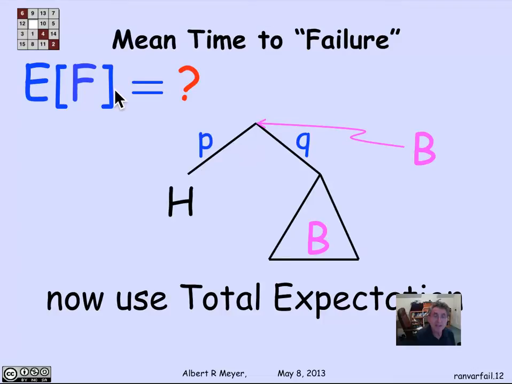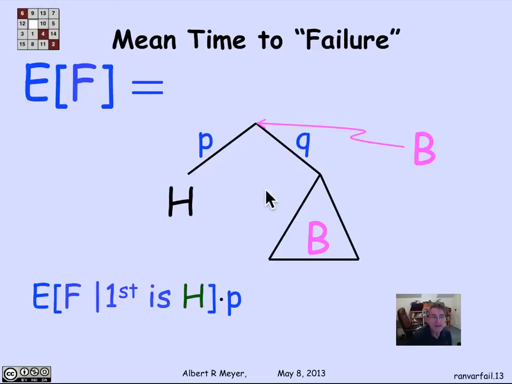So now I can apply total expectation to find the expectation of F. F is the expected number of steps I make in this tree until I finally make the left branch to an H. How do I figure out what the expected time in the tree is until I make that left branch of flipping a head finally? Well, using total expectation, what I can do is branch on whether or not the first flip is a head. So the expectation of F, according to total expectation, is going to be the expectation of F given that the first flip is a head times the probability P that it is a head. And the other term is the expectation of F given that the first flip is a tail times Q, the probability that the first flip is a tail.